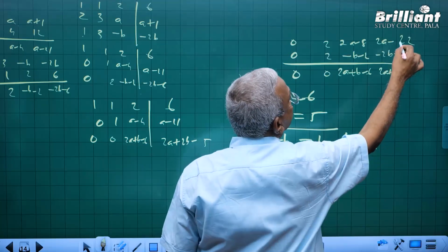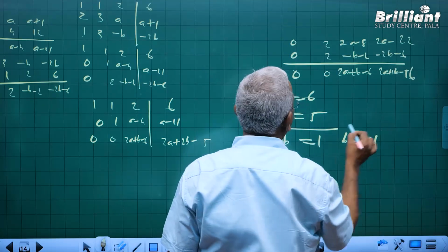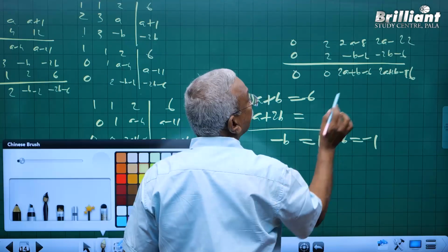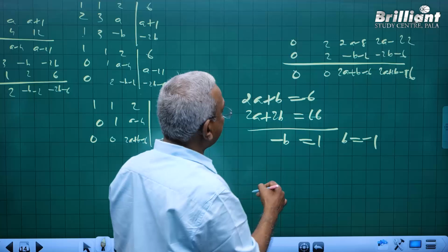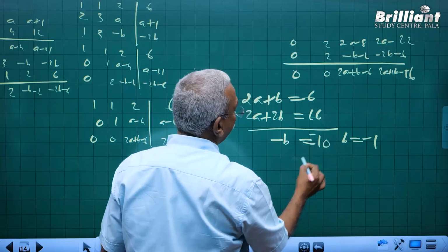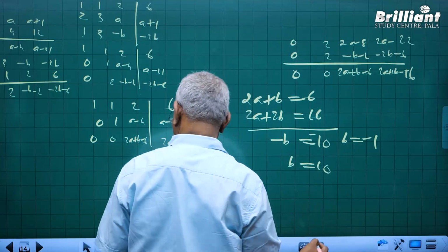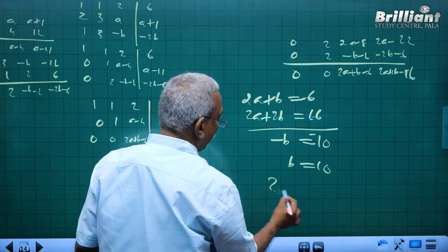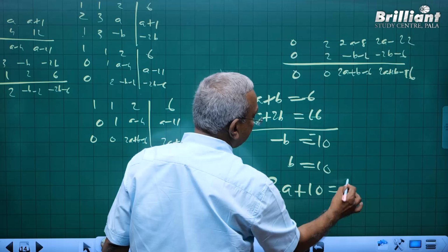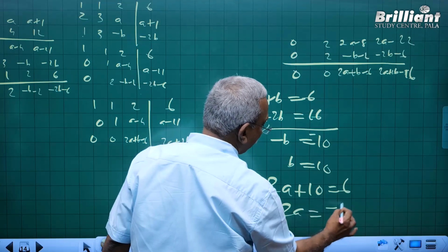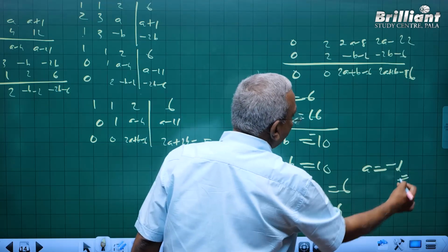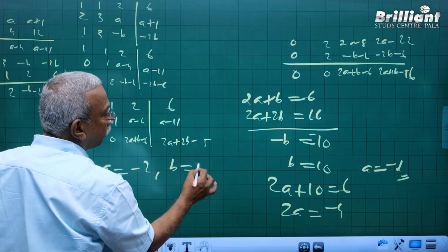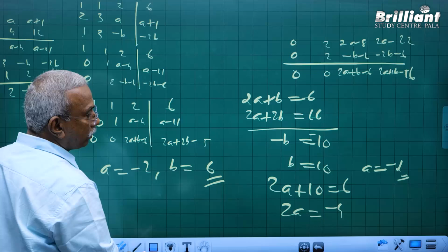So when you are subtracting, 22 minus 6 is what? Minus 16. So when you are subtracting, here it is equal to minus 10, therefore b is equal to 10. This is correct. When b is equal to 10, replacing here, 2a plus 10 is equal to 6, or 2a is equal to minus 4, then a equal to minus 2. So here a is equal to minus 2.